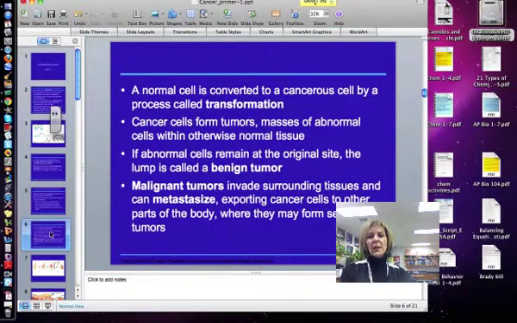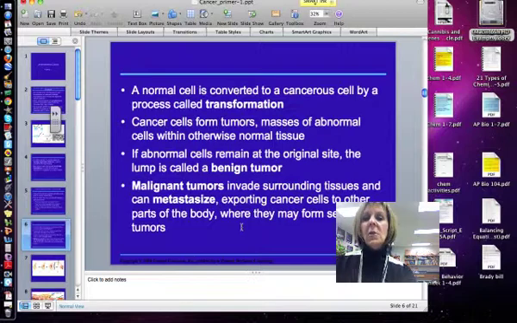A normal cell that's converted to a cancerous cell is a process called transformation. This word is a little confusing, because we actually use it in two other biological terms. So when you talk about transformation, you need to understand the source. This is a normal cell becoming a cancer cell.